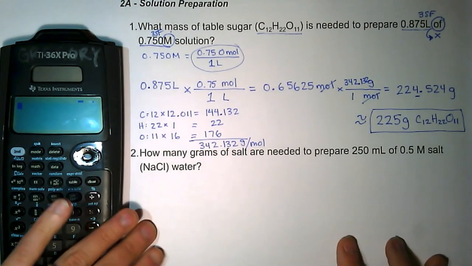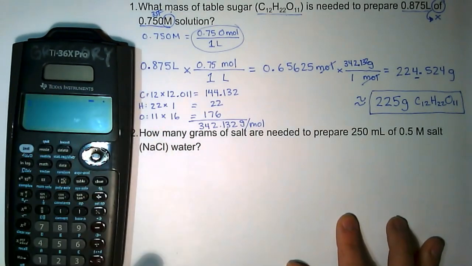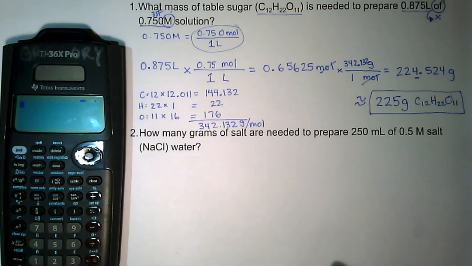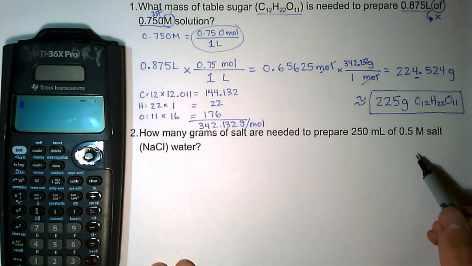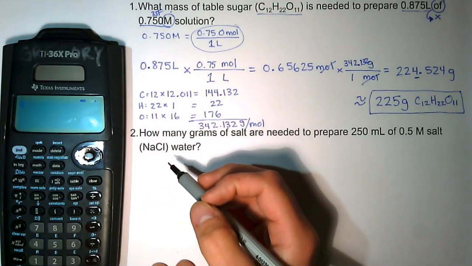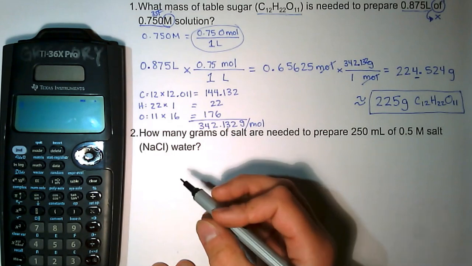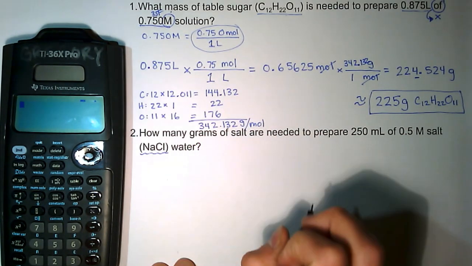Number 2, I'm going to move the page up just a little bit here, says how many grams of salt are needed to prepare 250 milliliters of 0.5 molar salt, and here it actually specifies that it's NaCl, salt water. It's good that it specifies NaCl because there are different types of salts. Sodium chloride is table salt, it's what you put on your food, but there are many other salts, meaning ionic solids that we use in chemistry class, so it's important that it's specified here.